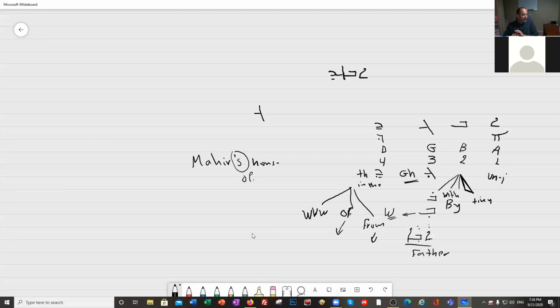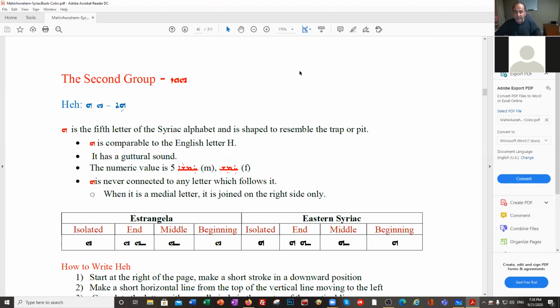If you have the book open, page 19, go to the second group. Okay, this one is Hawas here. So this guy is made of 3 letters. Those 3 letters are unjoined letters. 3 of them in an entire group are unjoined letters.